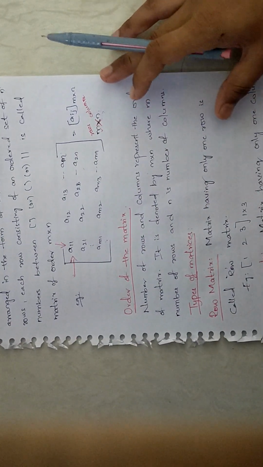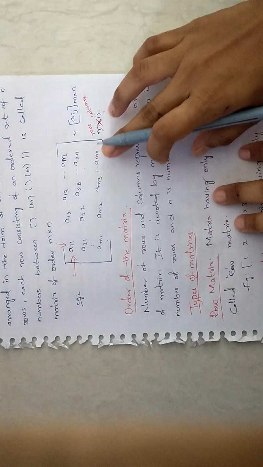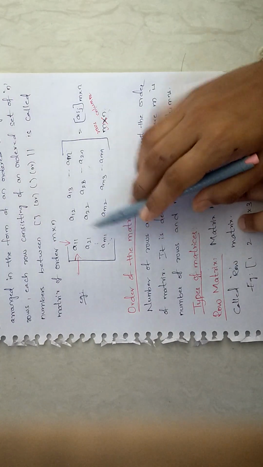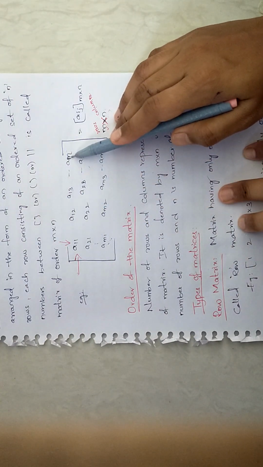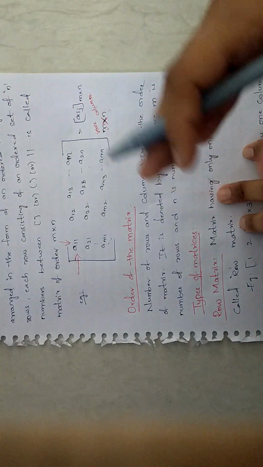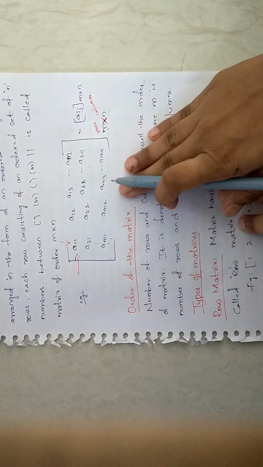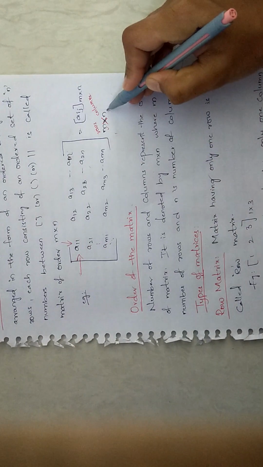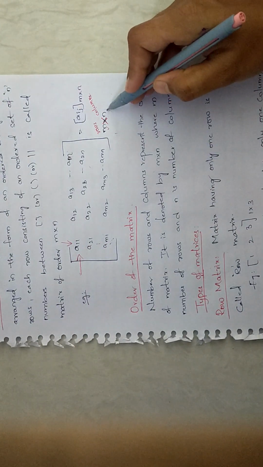Now what is the order of a matrix? Order of a matrix means how many rows and columns are there in a particular matrix. For example, in the definition example, how many rows are there? m rows. How many columns? n columns. So we represent it as m by n. If anyone asks you the order of the matrix and gives you this matrix, you have to say m by n. That means you are telling them how many rows and how many columns there are. That is the order of a matrix.